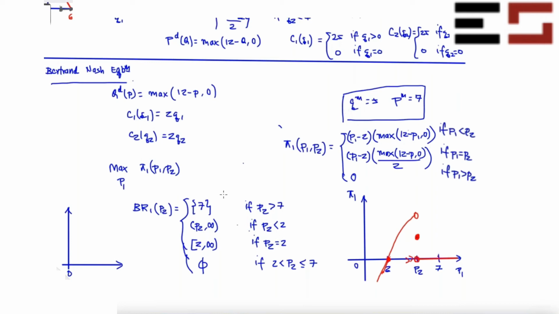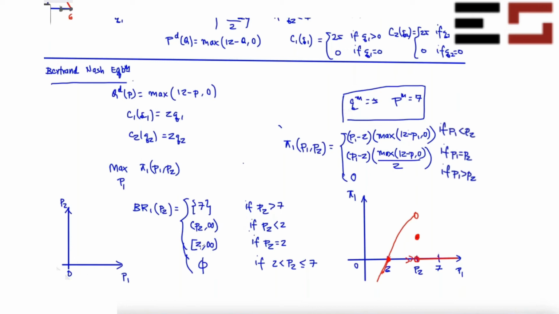So that's one way. You can just read this both ways, for player 1 as well as for player 2, and do it like that. Otherwise, obviously, you can plot, which is again not that difficult.